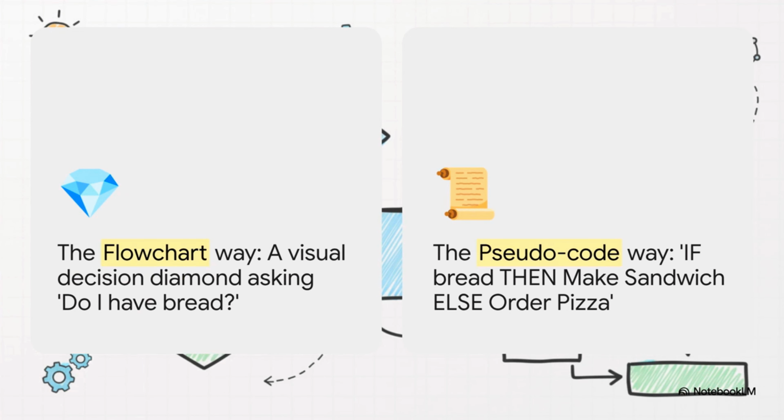And this is what's so cool. Look at how perfectly our visual plan translates into something that looks like code. On the left, our diamond asking, "Do I have bread?" On the right, you see this thing called pseudocode. It reads, "If bread is available, then make sandwich, else order pizza." See? The flowchart basically wrote it for us. It makes the next step almost effortless.